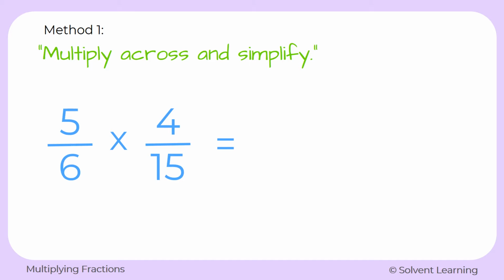denominators together. So our numerators are 5 and 4. If we multiply those, we get 20. And then we multiply across for the denominators the same way. 6 times 15 gives us 90.